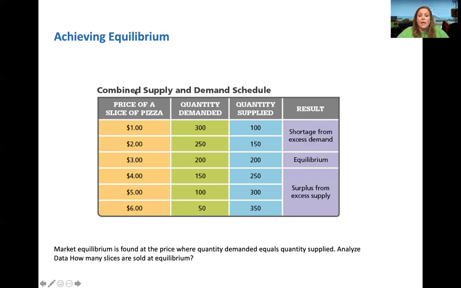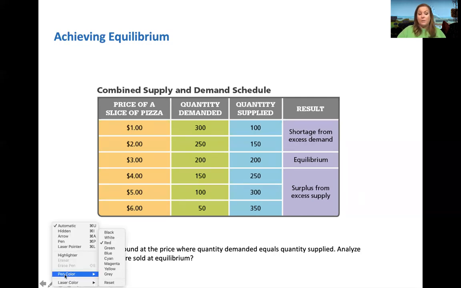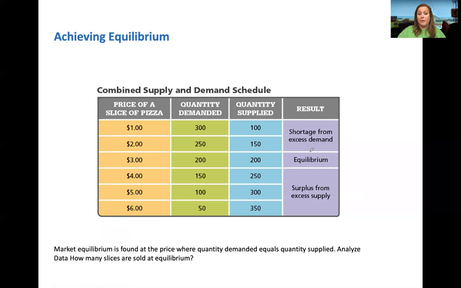Here is a supply and demand schedule. We've combined it, and this is what we've used from the earlier sections in this topic. Still using the price of a slice of pizza. Now we've got quantity demanded and quantity supplied together. And if I was to ask you what equilibrium is here, you should be able to tell me it's at $3. Why? How do you know it's equilibrium? Because supply equals demand.